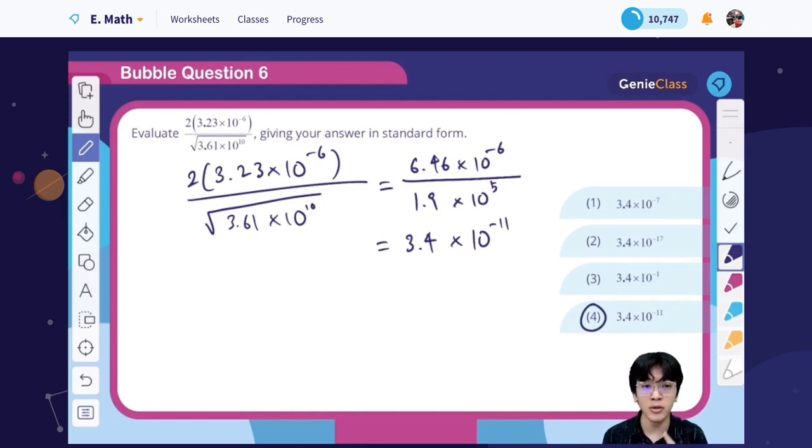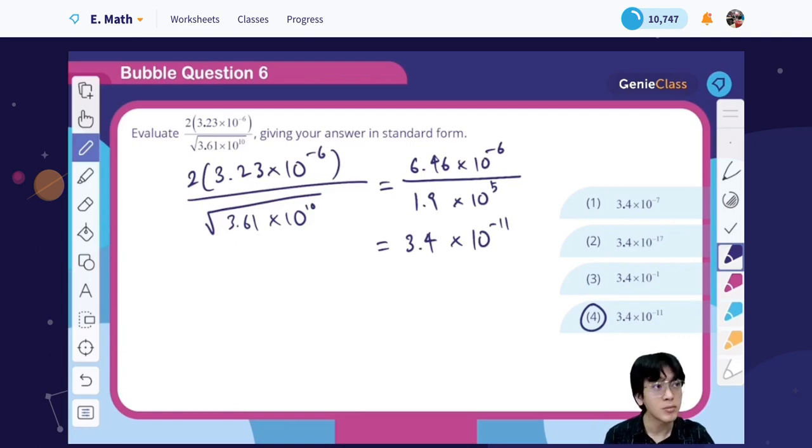If you key into your calculator, it should straight away give you 3.4 e negative 11. This e means 10 power, so it's 10 to the power of negative 11.